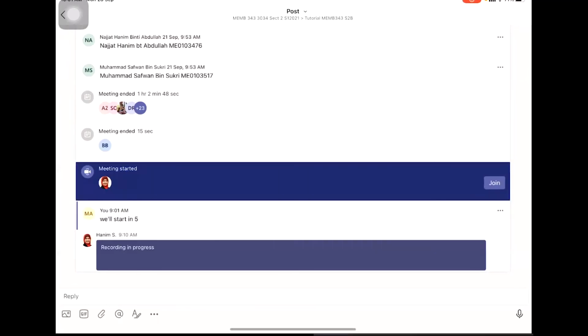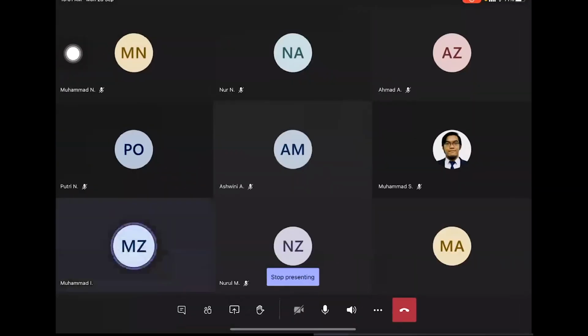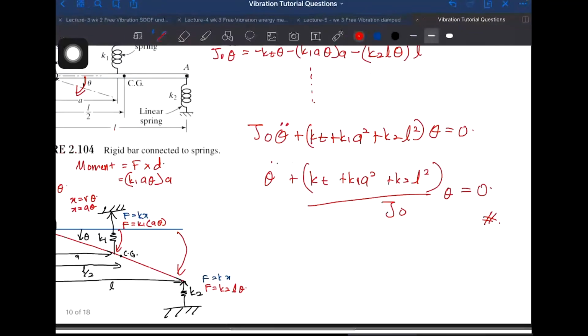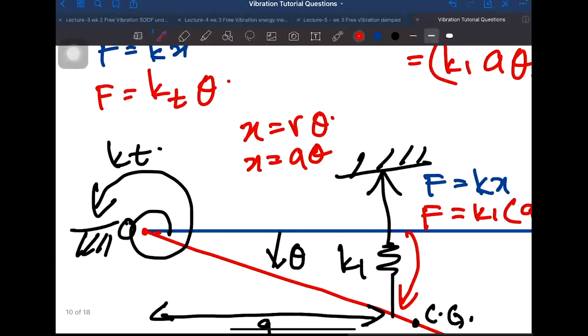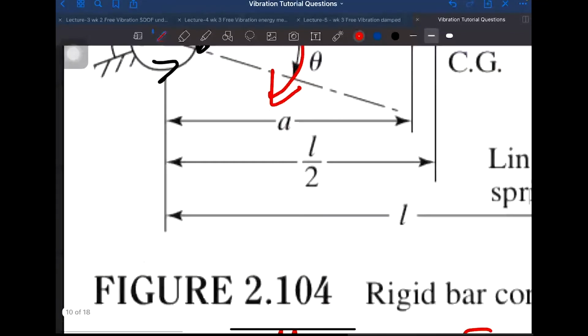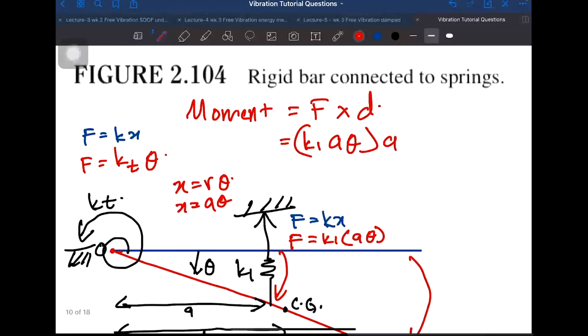Sir, I have a question about the EOM. Yes, you can ask. Why is negative kt theta only multiplied with no distance? Because there's nothing to multiply with, because KT is situated at the pivot point. So is it zero in the formula for moment? No. Any forces that happen at the pivot point, you don't have to multiply with the distance.